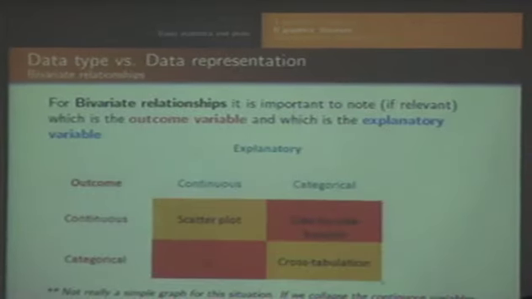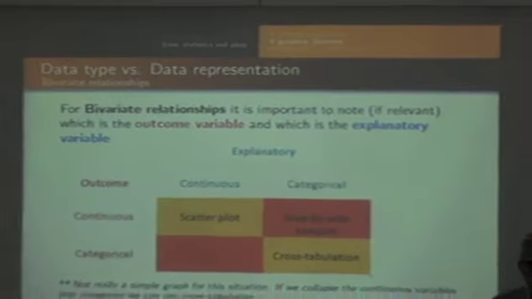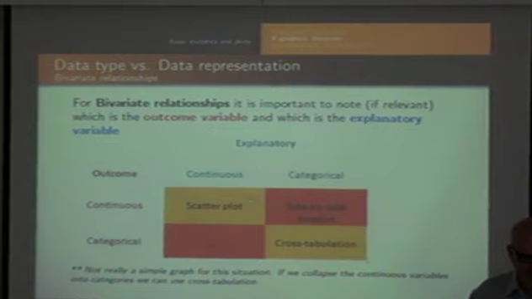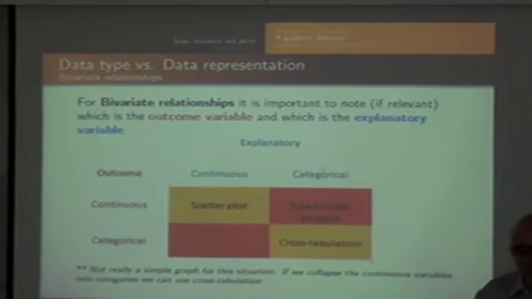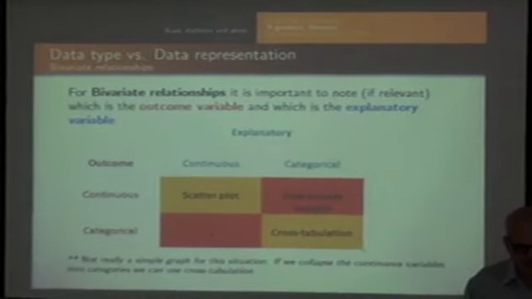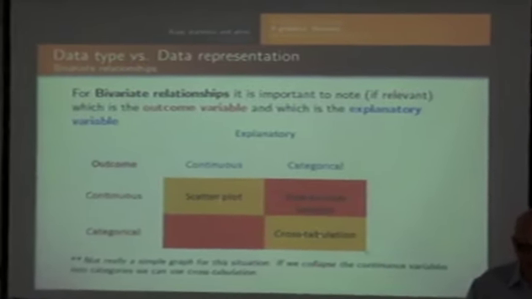Okay, bivariate relationships, just to remind you, what type of graph we have depends on our data type. If I have 2 continuous variables, I'm probably going to look at a scatter plot. If my outcome's continuous and I have a categorical predictor, probably a side-by-side box plot. If it's 2 categoricals, I'd probably use a cross tabulation.